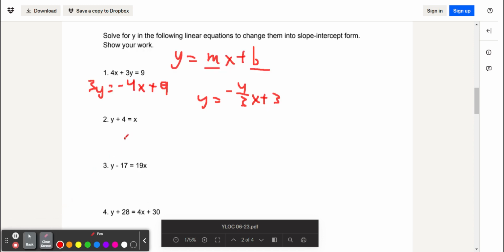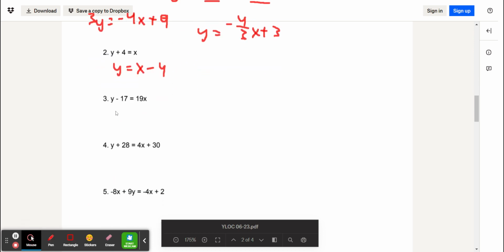For our next problem, we have y plus 4 equals x. This problem is very easy because there aren't that many numbers, so we can just subtract 4 from both sides to get y equals x minus 4. And although there's no term in front of the x, it's still slope-intercept form because the m is just 1.